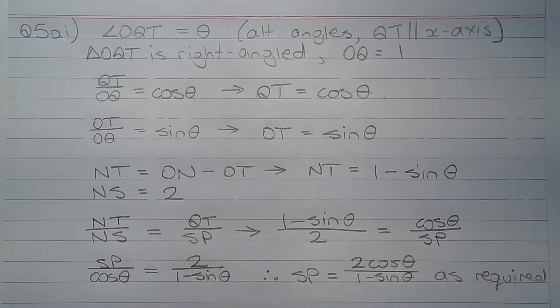Now NS is equal to 2, since that's the diameter of the unit circle. Now applying the property of similar triangles, NT over NS is equal to QT over SP, where NT is equal to 1 minus sine theta and NS is equal to 2, and QT is equal to cos theta and SP is of course itself SP. So rearranging this equation to make SP the subject of the formula, swapping both sides around and inverting both fractions, we have SP over cos theta is equal to 2 over 1 minus sine theta. Therefore, SP is equal to 2 cos theta over 1 minus sine theta as required.